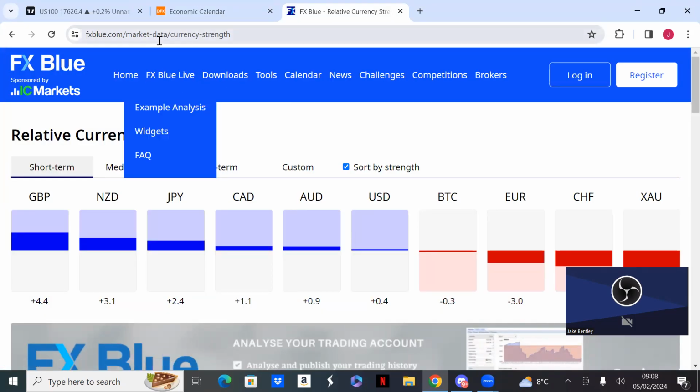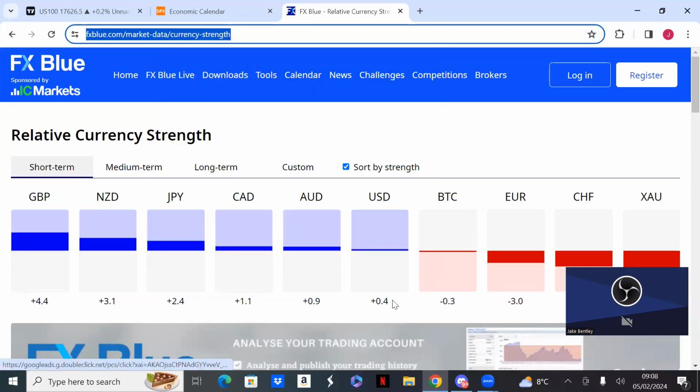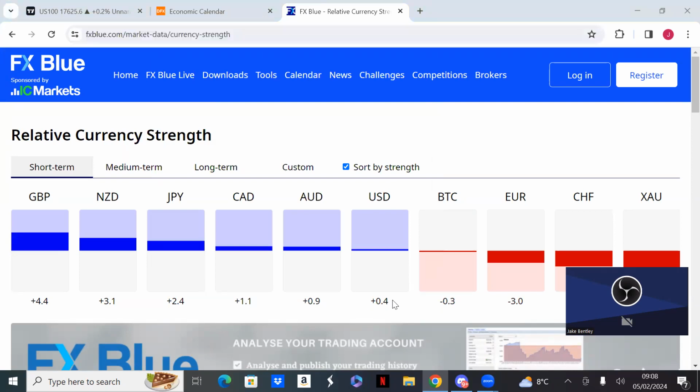So FX Blue, I'll put this in here as well. One second. So there you go, you've got that link as well.